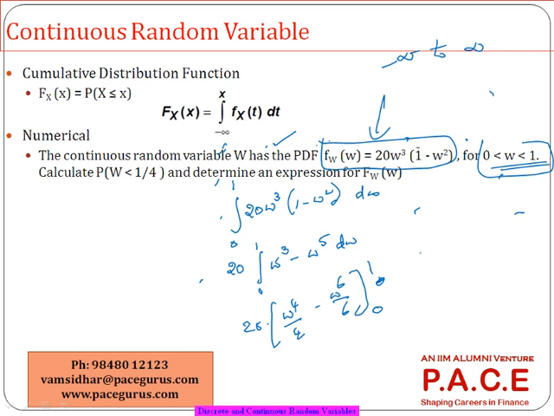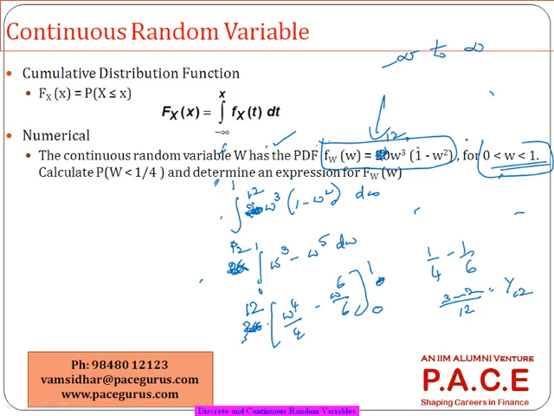So substituting 1 in place of w, it is giving me 1 by 4 minus 1 by 6. Substituting 0, it is anyhow 0. So probably I am getting it as 3 minus 2 over 12, which is 1 by 12. Okay, so just do a small correction here. Instead of 20, you make this 12 only. Let the numerical be modified.